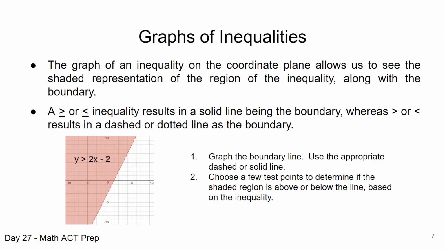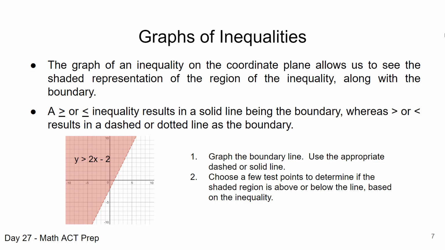And that's because it's easiest to plug in 0, 0. So we'll plug in 0 for x and 0 for y, and we have the expression 0 is greater than a negative 2. If that's a true statement, which it is, then that point 0, 0 is part of the shaded region, and that's why we'll shade, in this case, the region above the line 2x minus 2.